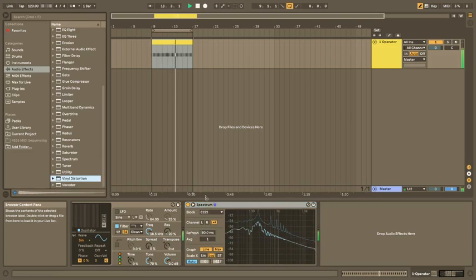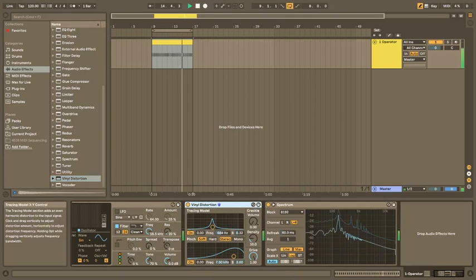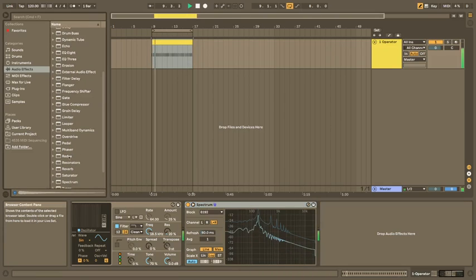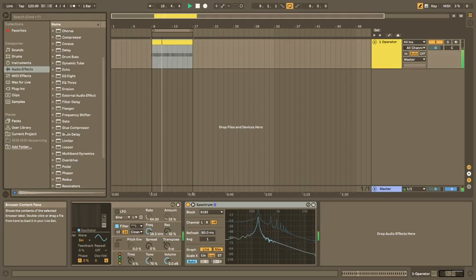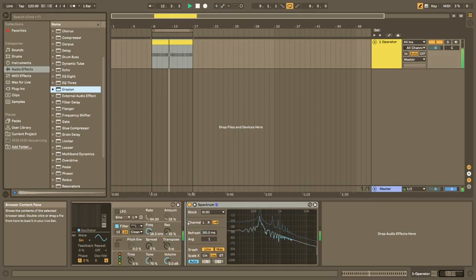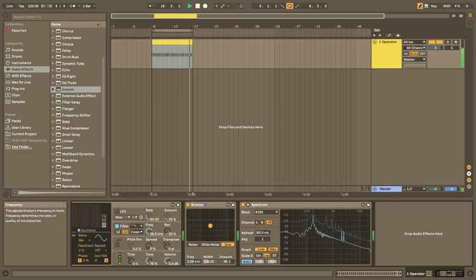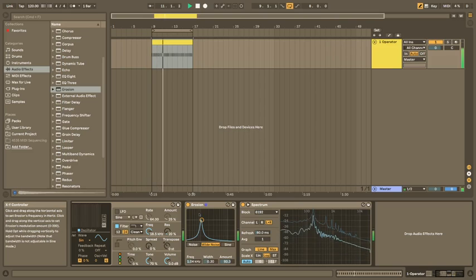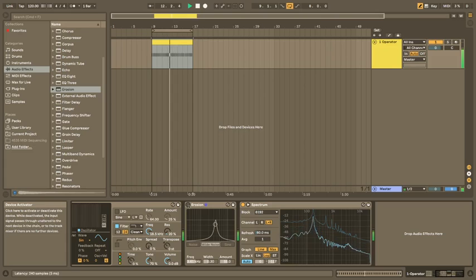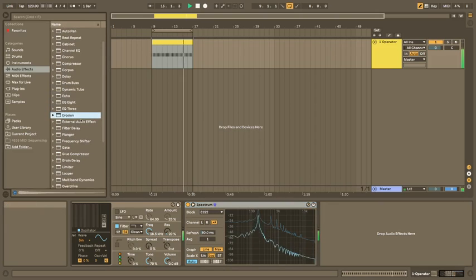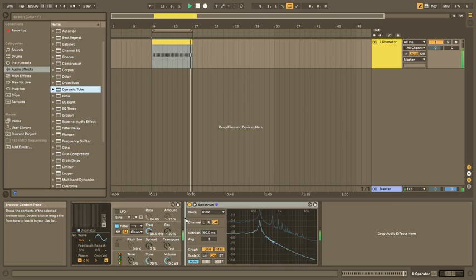How about vinyl distortion, huh? Oh, this one, I've used this before. That one is more, it just puts background noise. How about, ooh, erosion? See what that does. So it does something similar to bit crushing. Oh, and you can basically tell it where you want it to happen. Now we're getting to things beyond just distortion. Dynamic tube, let's try that.